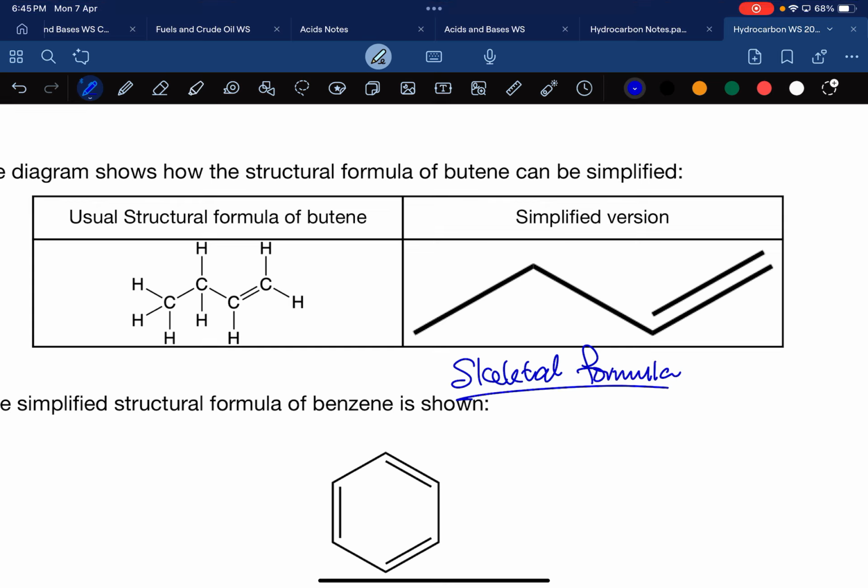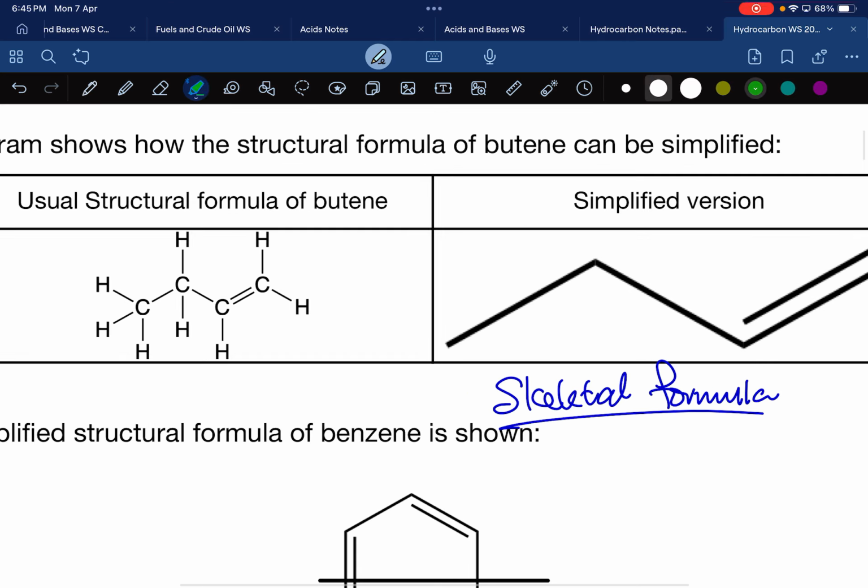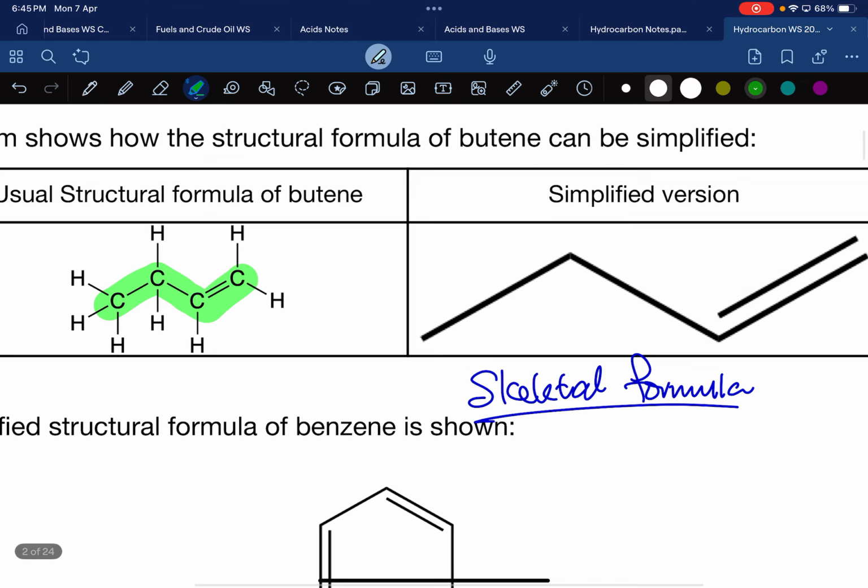So do you know how to read it? Not for this question, that's why we gave you a comparison. Take a look at this, guys. Notice your carbon atoms are in a zigzag fashion. Notice how your simplified version is also in a zigzag manner. And between the third and fourth carbon, I have a double bond.